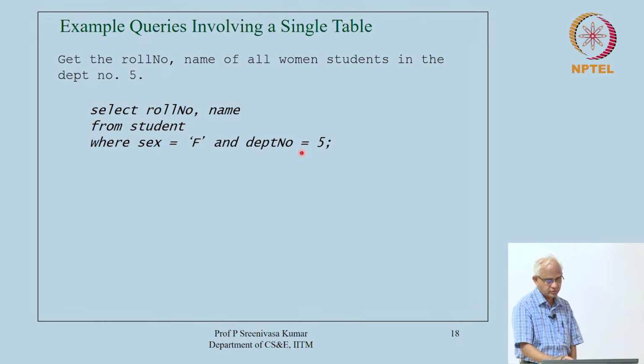Now comes this where clause. So, the tuples should satisfy this condition in order to produce output, in order to be used for producing output. So, what is the condition? The gender should be F, because we are looking for women students, and the student should be in the department number 5. So, it is very simple.